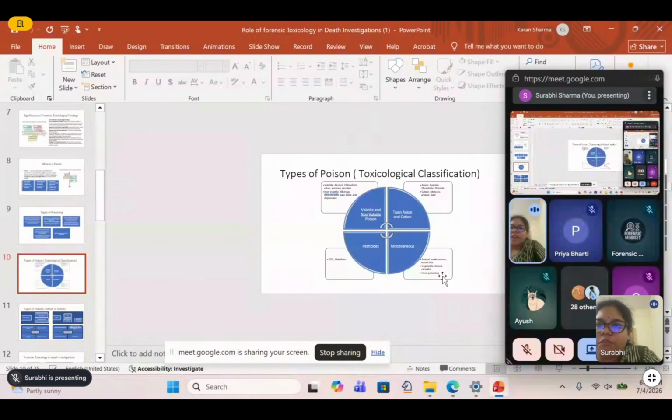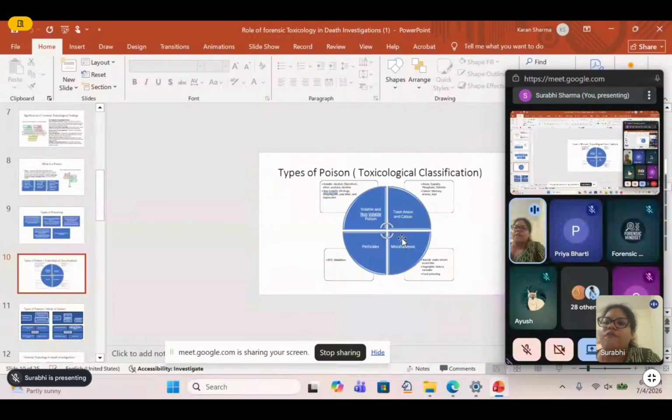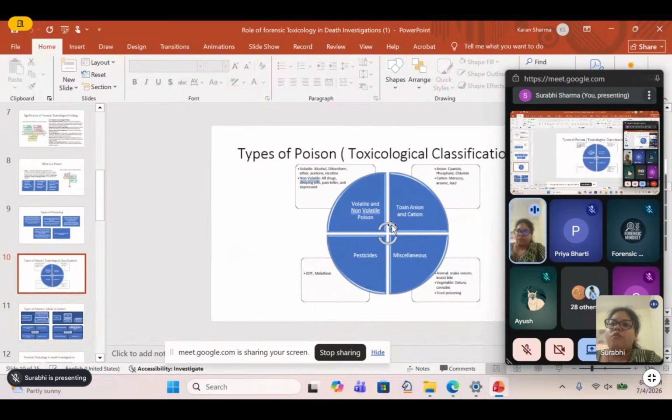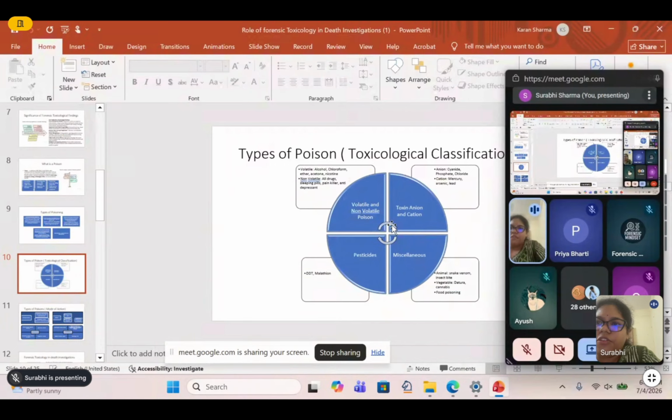Then we have types of poisonings. In types of poisonings, we have volatile and non-volatile poison first. In volatile, we have alcohol, chloroform. Why are these all volatile? Because they go off into the air very easily, and that is why they are known as volatile. For example, we have alcohol, chloroform, ether, acetone, and nicotine.